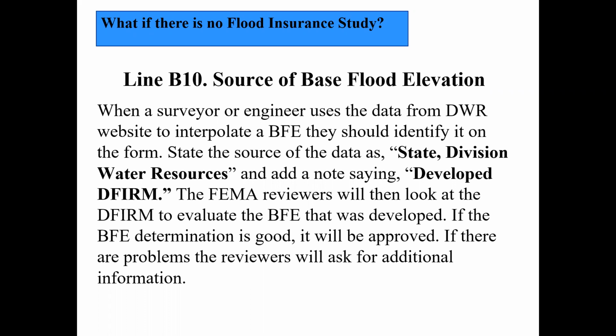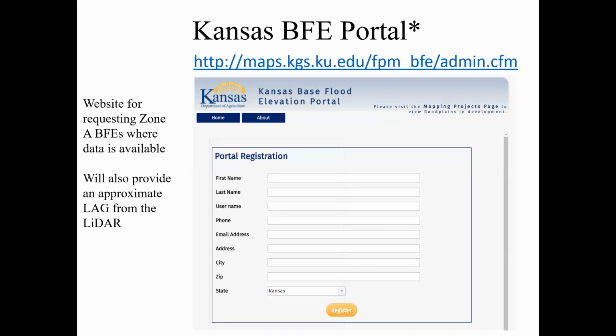So if you have a new enough map on our website that I'll show you, our Kansas floodplain viewer, we have the cross sections that are not on the official map that are in the A zones on there because they were good enough to develop the map so we can use them as the best available data and we have them ready for surveyors to use. If not, of course, we have the BFE portal.